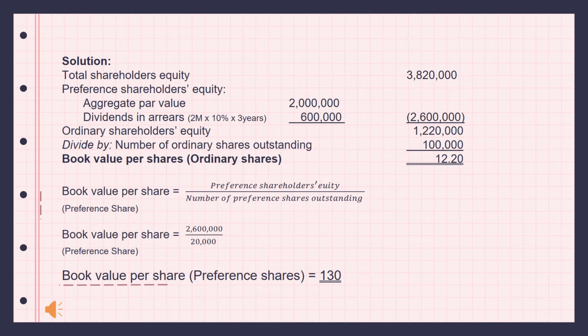Next naman ay yung book value per share ng preference share. So, yung preference shareholders equity ay 2,600,000 divide by number of preference shares outstanding na 20,000. Kaya ang makukuha ay 130 at yun ang magiging book value per share ng preference share.